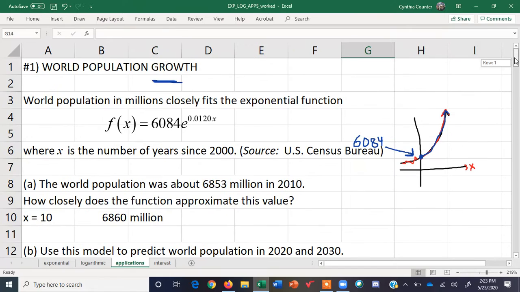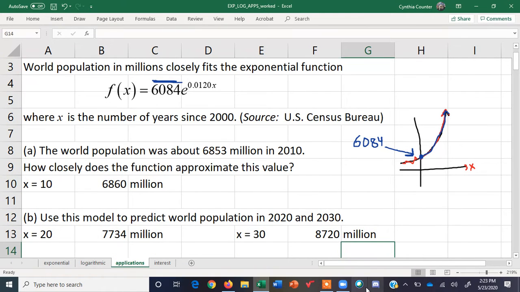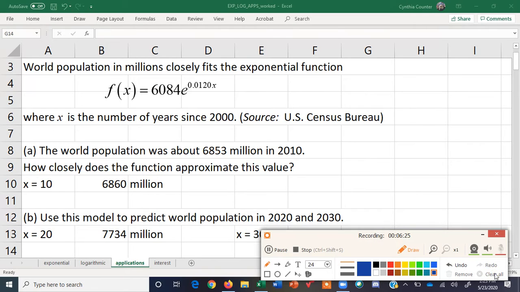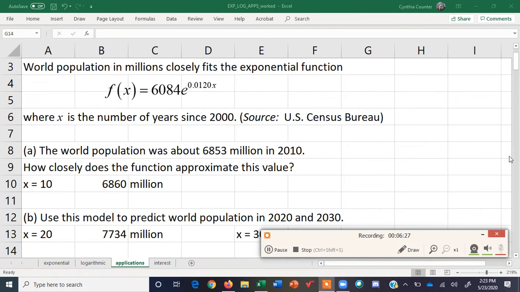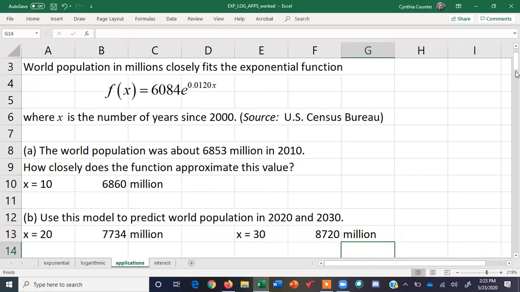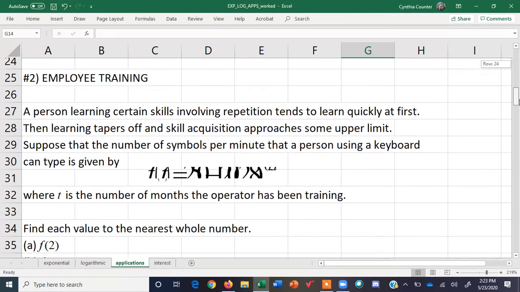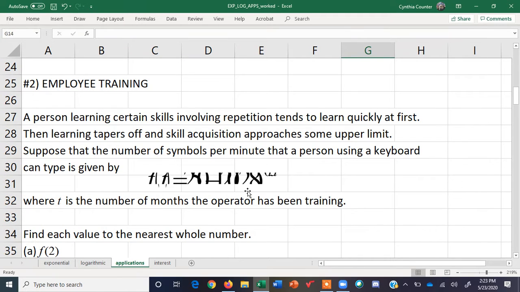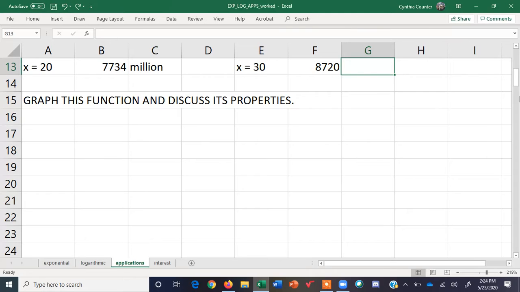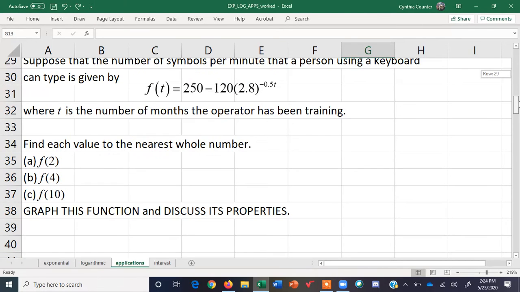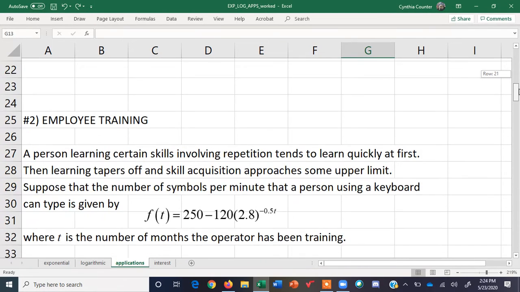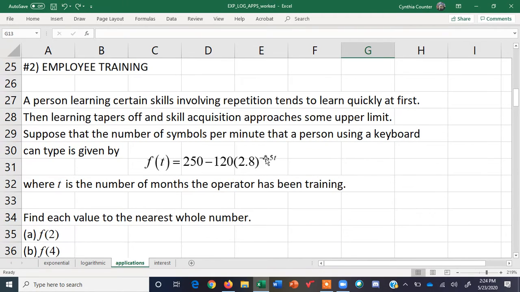Let's go ahead and look at the next example. Employee training. All right, there we go, fixed that.